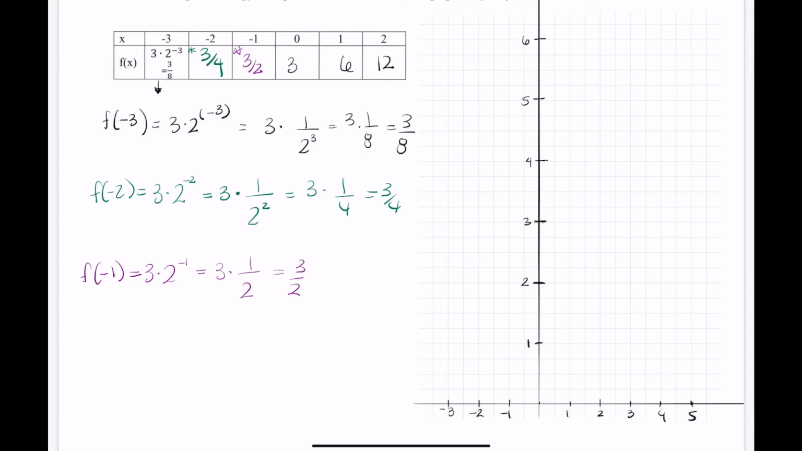All right, so let's plot this first point to the very left. So 3/8. 4/8 is 1/2, so we're a little bit below 1/2. So I'm going to make a dot right about there. So again, if this is 1/4, this is 1/2 right here. Now at -2, we're at 3/4, so I should be up 3 little boxes.